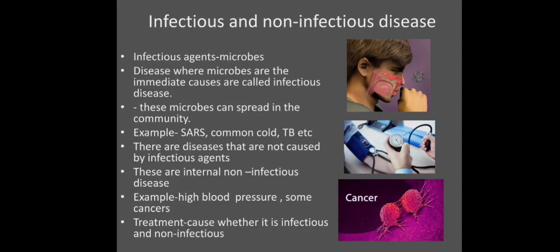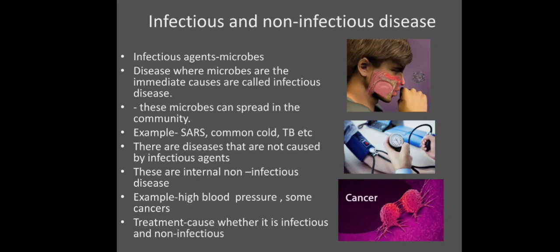Now we'll see infectious and non-infectious diseases. When we think about diseases, it is important to keep public and community health factors in mind. It's not about our own personal health. We have to think about the people around us as well as public health. There are two types of causes. The first is infectious agents, which are mostly microbes or microorganisms. The disease where microbes or microorganisms are the immediate causes is called an infectious disease. That is the definition of infectious disease.